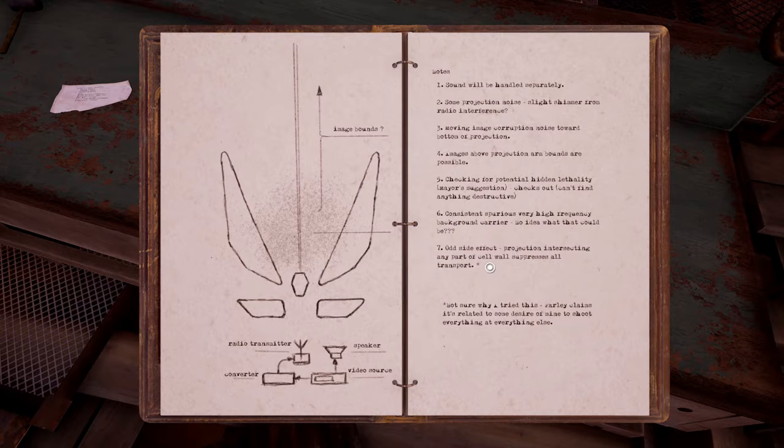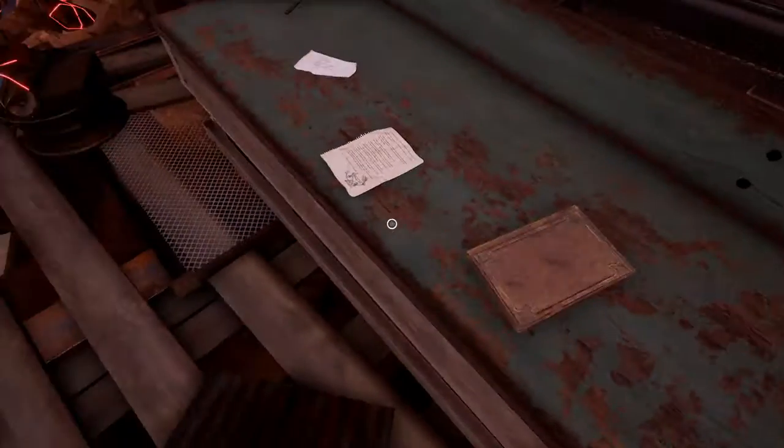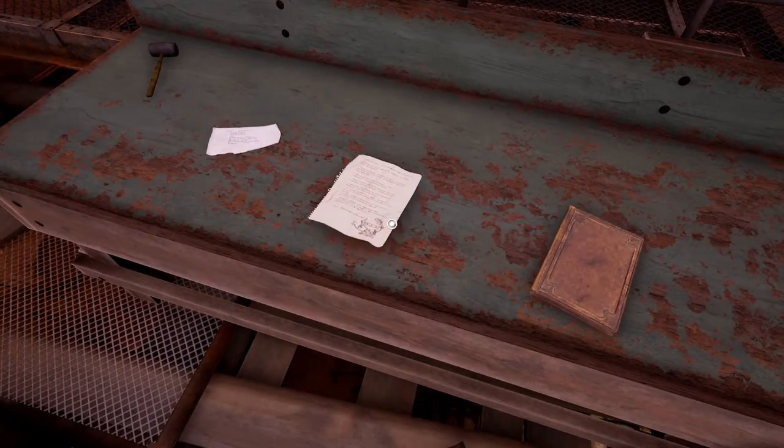7. Odd side effect. Projection intersecting any part of cell wall suppresses all transport. Not sure why I tried this. Farley claims it's related to some desire of mine to shoot everything at everything else. Okay. That ends that. What's this?